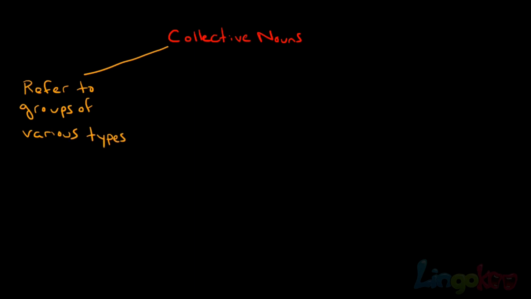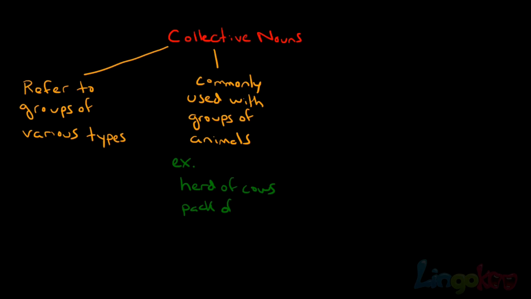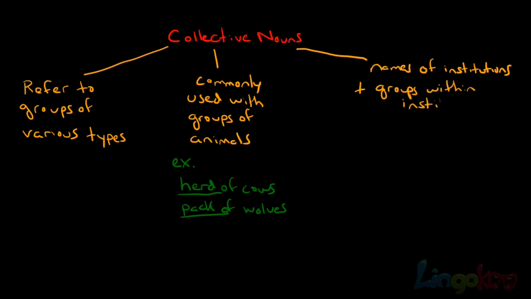Let's talk about collective nouns. Collective nouns refer to groups of various types. Commonly, they're used with groups of animals. For example, we might talk about a herd of cows or a pack of wolves. Collective nouns are also used for names of institutions and groups within institutions. For example, when we talk about staff or party or department or team, these are examples of collective nouns.